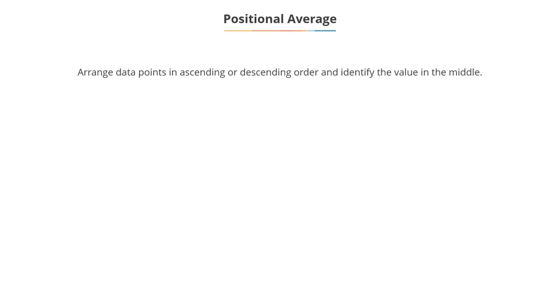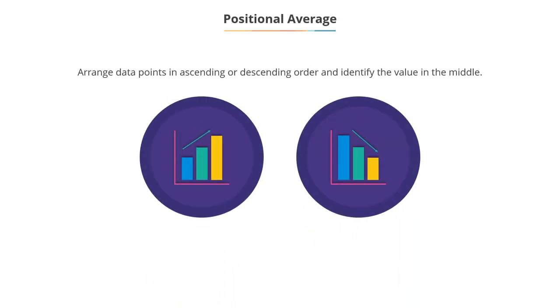The positional average is derived by arranging the data points in ascending or descending order and identifying the value or data point that holds the middle position. This gives the median value. Let us understand this with an example.